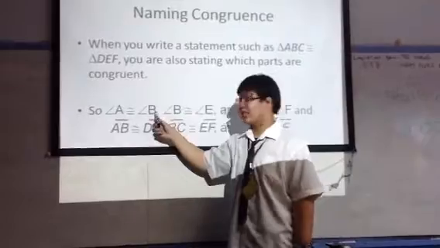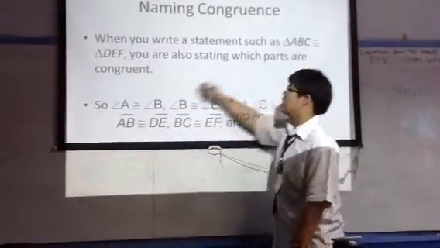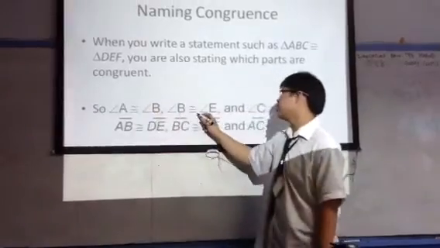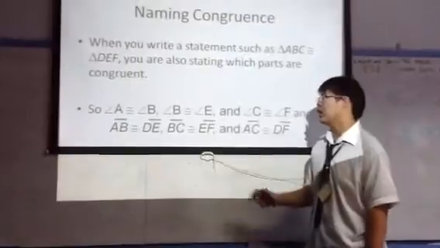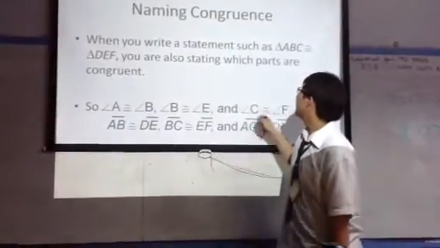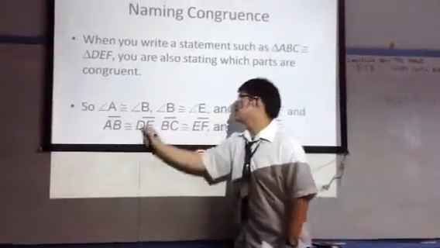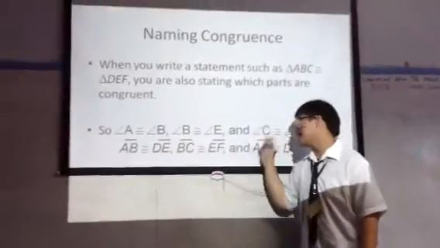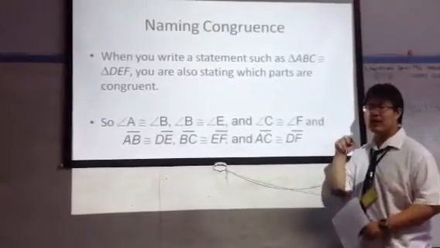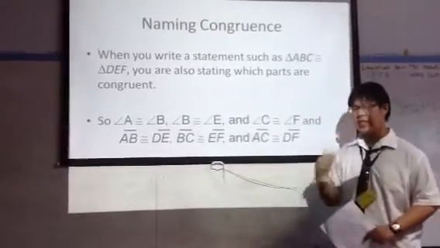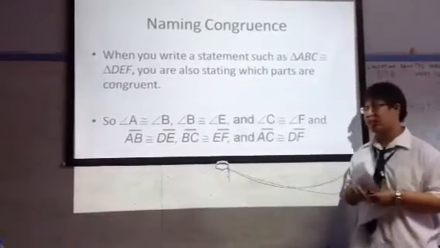Sorry, this should be D. Well, let's look at the one that's correct, B and E. B is in the second position, E is in the second position, so angle B should be congruent to angle E, and C to F, and so on. In accordance to the sides, AB is the same as DE, BC, EF, and so on. So when writing, it's very important that you put it correctly, or else you could ruin the entire question you were trying to ask.